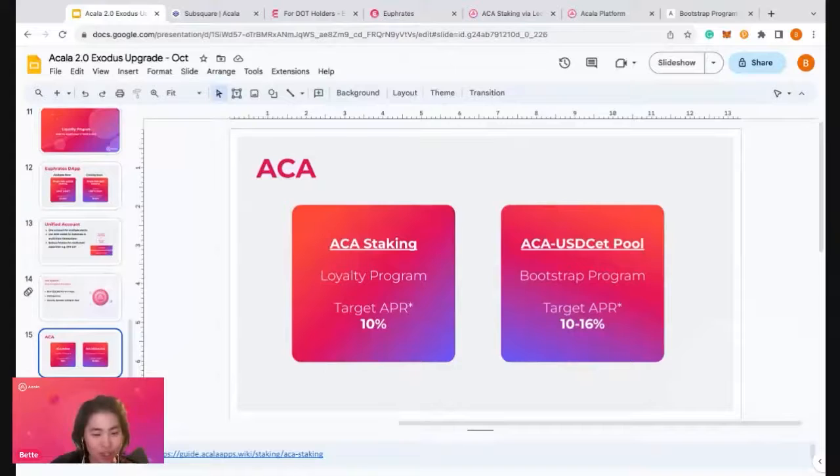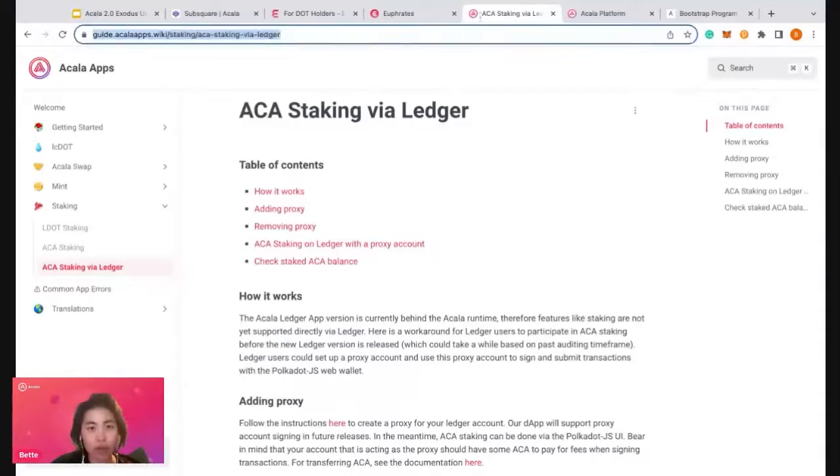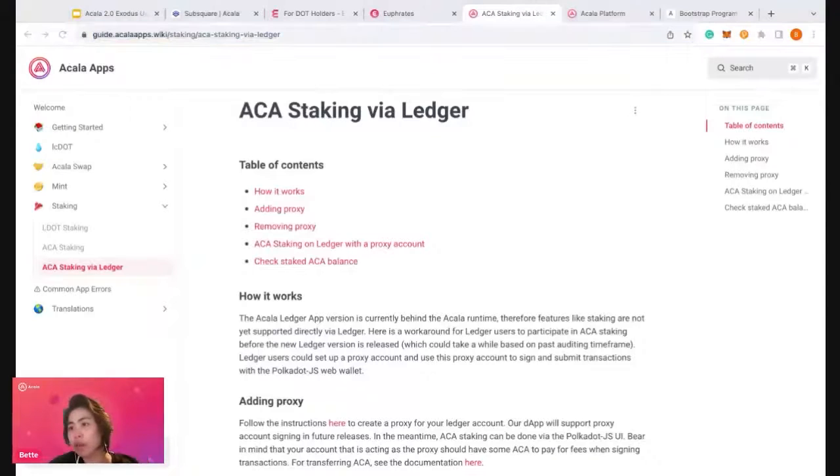So first question. Can I stake ACA with my Ledger? Yes, you can. And you can use the link to actually do that. I'll put it right here. And then the next question is, can you still vote with staked ACA? And the answer is yes, you can still vote with ACA.